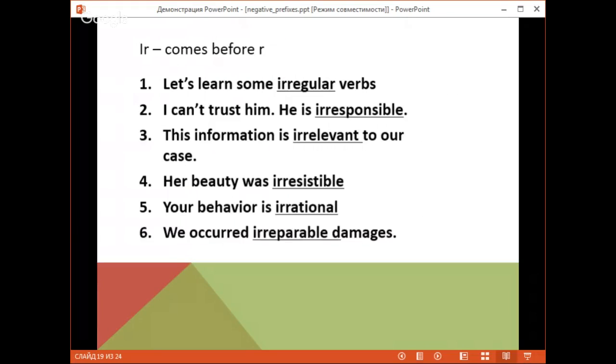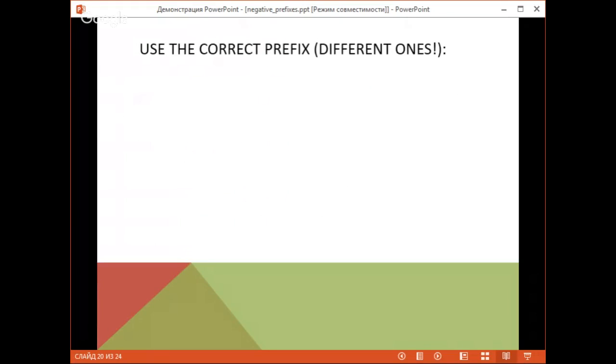Let's move on. One more important word, irreparable, something that cannot be repaired. You can say we incurred irreparable damages. It's another one. Oh, excuse me.